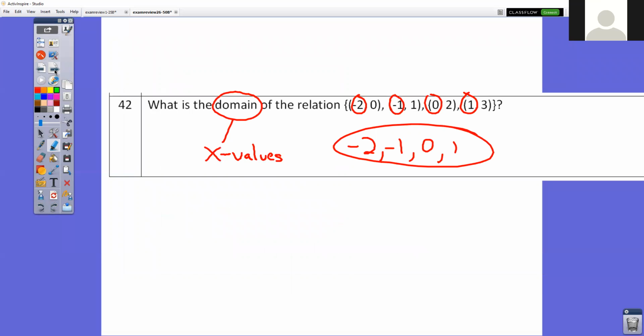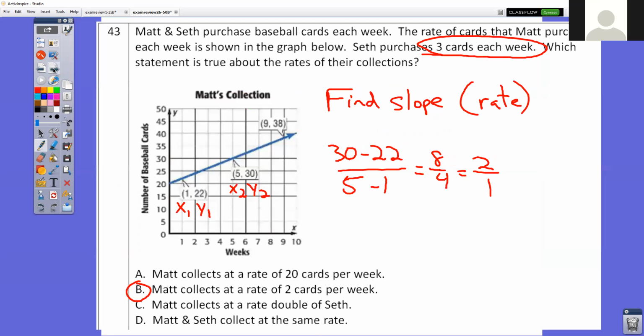In question number 42, again, this is one that's hard for a lot of people because they don't remember what the word domain means. Domain just means your x values. Remember that all points are written x comma y. Since all points are written x comma y, all that I want to know is, what are the x values? So the x values are 2, 1, -1, 0, and 1. That's all that they want to know there. What are the x values?